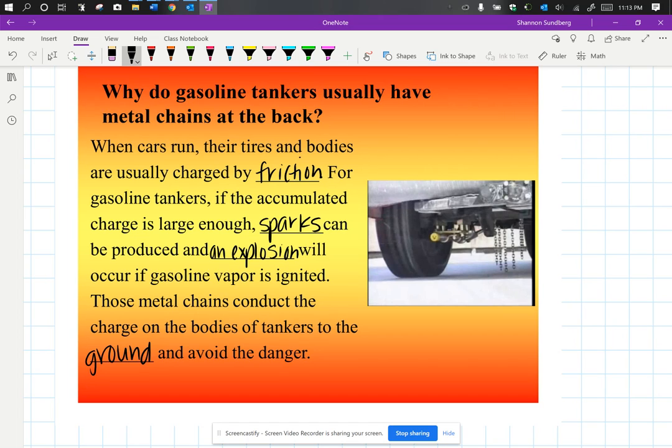So basically, as these trucks are driving, tanker trucks don't have just 4 tires like a car, they've got a ton of them. So it's really easy for a buildup of electrons to happen, for static charge to happen. And unless those electrons are sent down into the earth with those chains, it could be a really, really dangerous situation. So that's why grounding is really important for gasoline tankers.